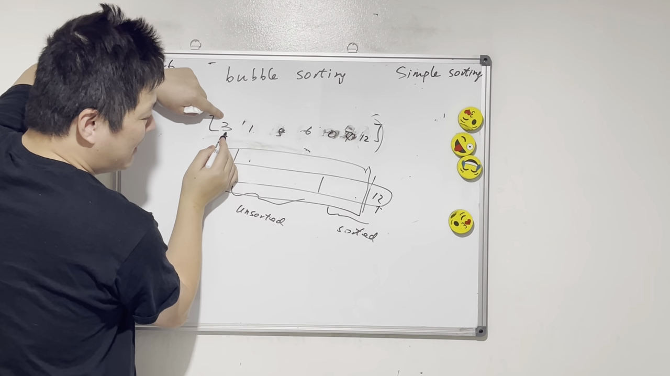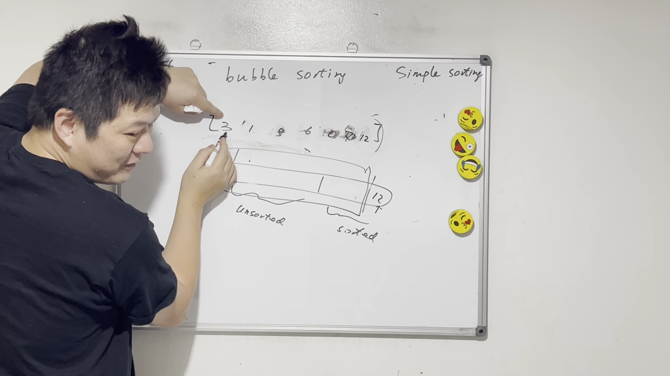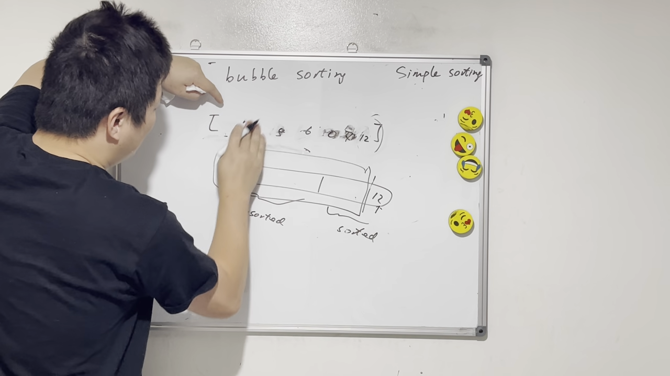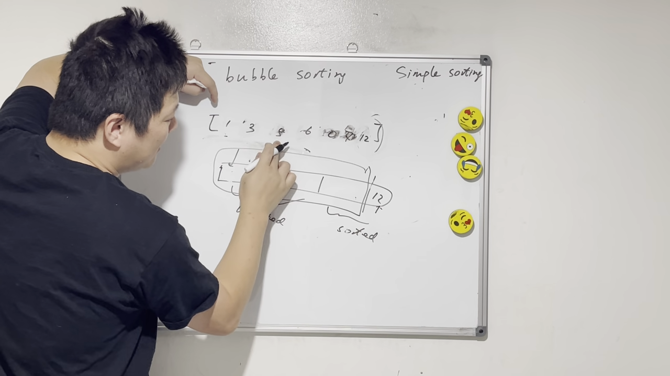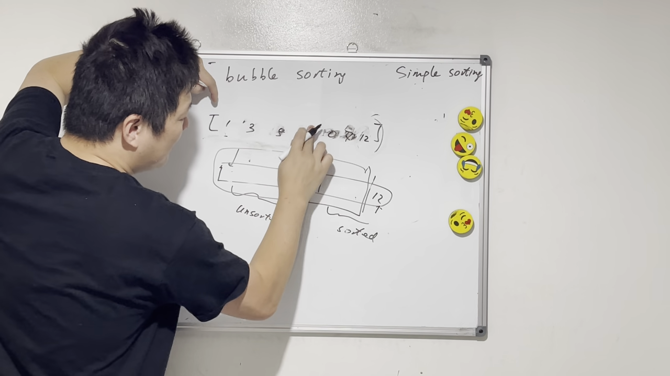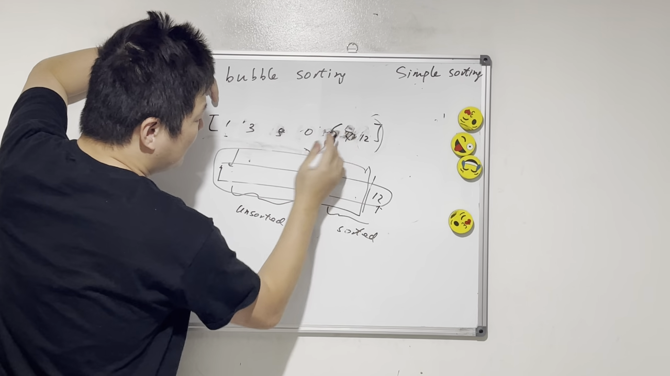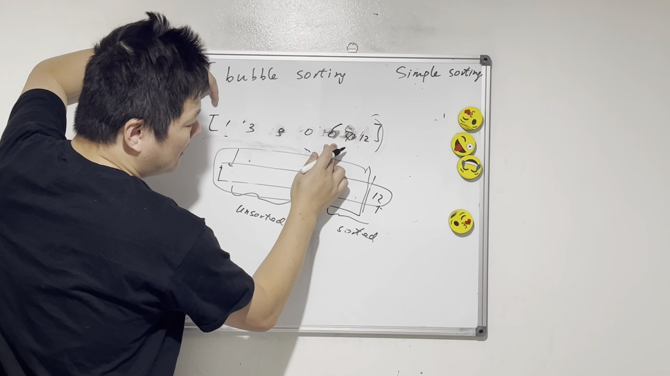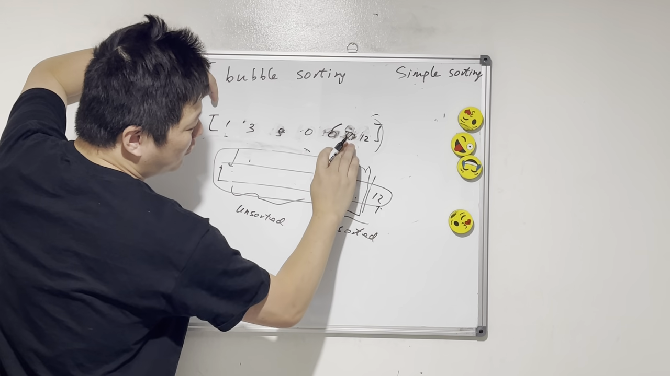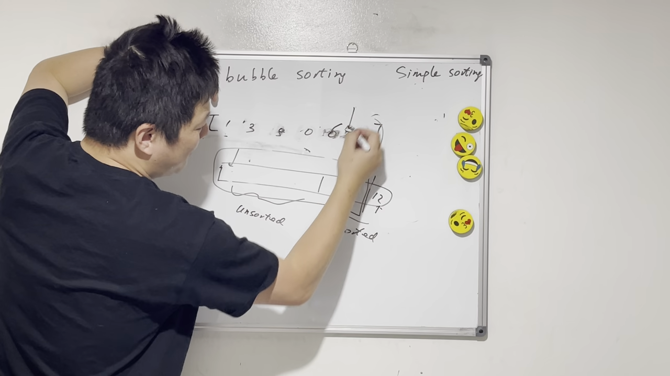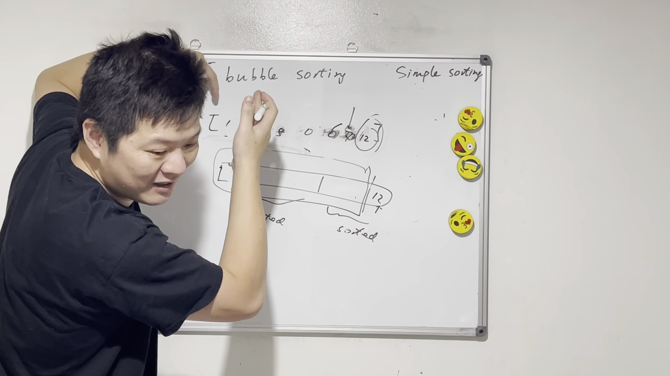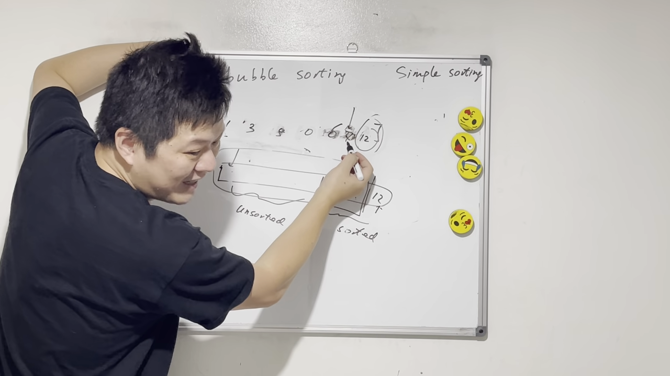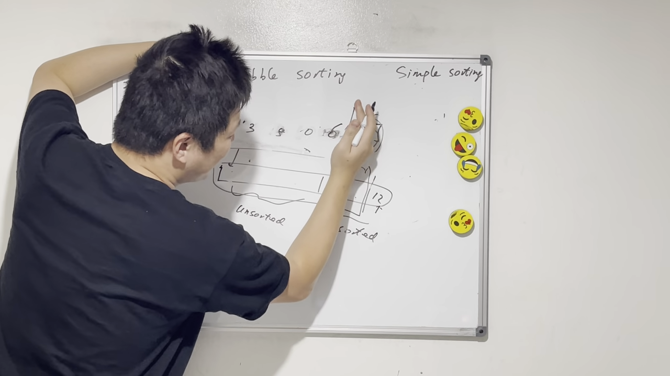Look, 3 bigger than 1? Yes, we swap it. 1, 3. 3 and 5? Nope. 5 and 6? Nope. 6 and 0? Yes. 6 and 7? Nope. So now I don't swap it, and I stop here, because I know this 12 is already sorted in the last position. Now 7 is the second largest, the largest in these, right?